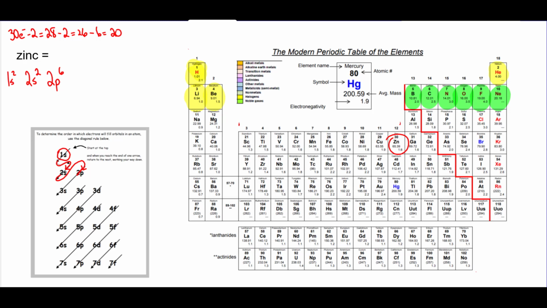All right, the diagonal rule says we keep going to 3s. And I know that can hold 2 electrons maximum. Certainly have that. Now I'm down to 18 electrons. Let me shade those 2 in. It's going to be yellow again.